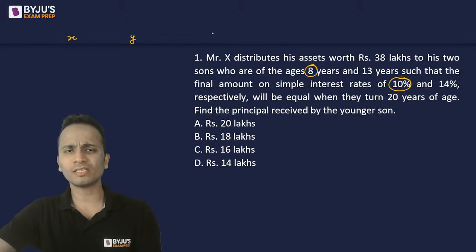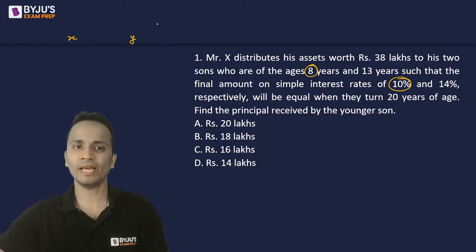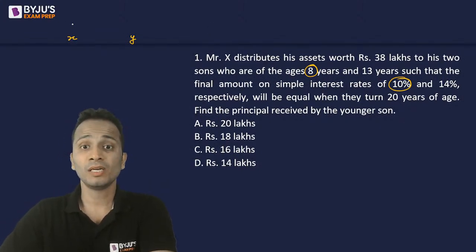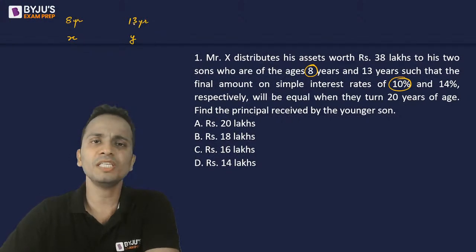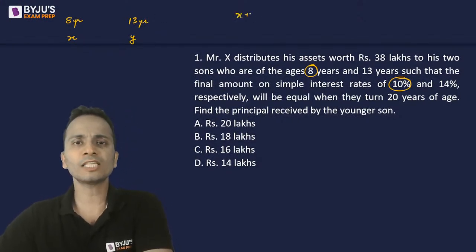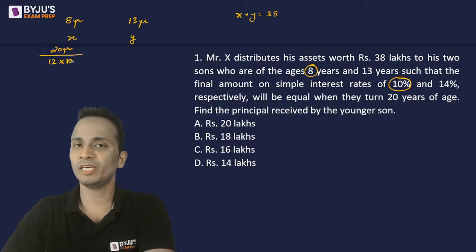So what I am doing is, I'm trying to make a very simple relation between x and y. So x is the principal that is given to the son whose current age is 8 years, and y is the principal money that is given to the son whose current age is 13 years. Okay, I know that x plus y is equal to 38. Okay. Now the son who currently is 8 years old, he will get his money when he turns 20 years of age. So that means his money is invested for a total of 12 years at a rate of 10 percent simple interest.